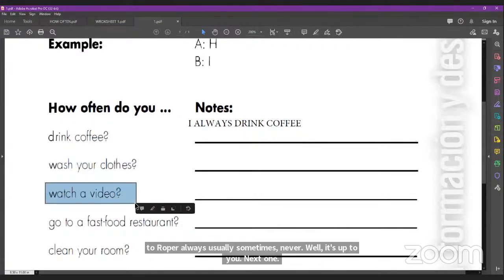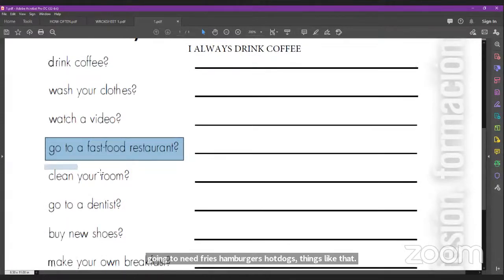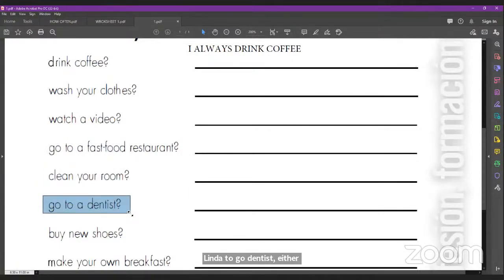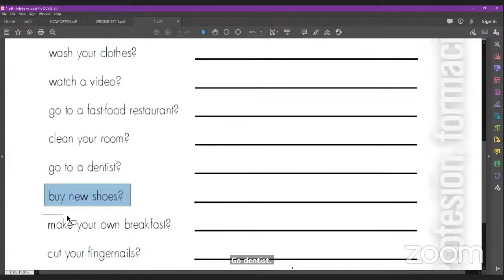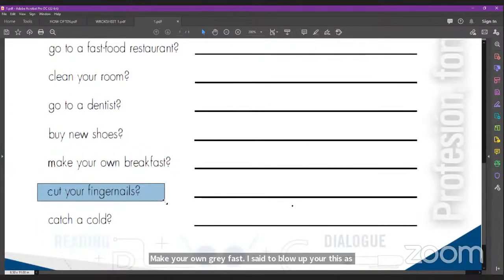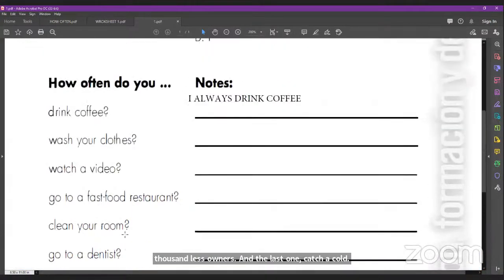Next one, watch a video. Ver un video. Next activity, go to a fast food restaurant. Fast food restaurant means, well, is a place where you're going to eat fries, hamburgers, hot dogs, things like that. Then we have another activity. Clean your room. Limpiar tu cuarto. Go to the dentist. Ir al dentista. Next one. Buy new shoes. Comprar calzado nuevo. Make your own breakfast. Hacer tu propio desayuno. Cut your fingernails. Cortarse las uñas. And the last one. Catch a cold. Pescar un resfriado.